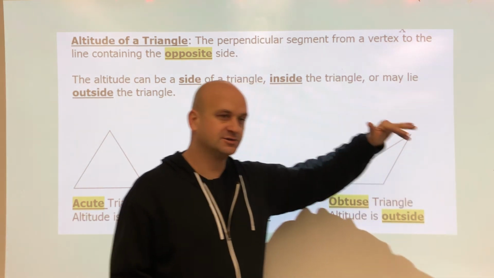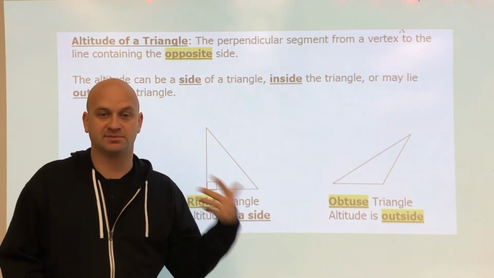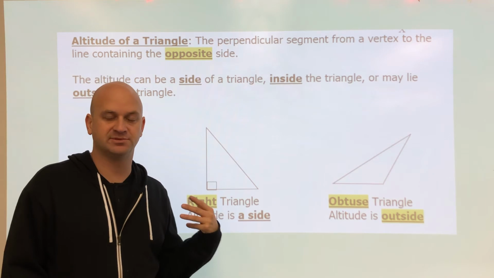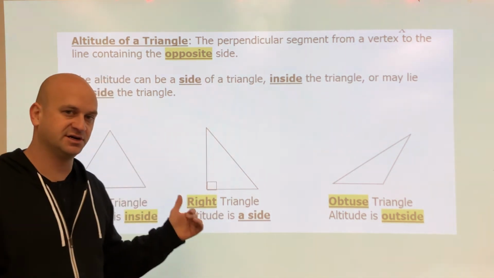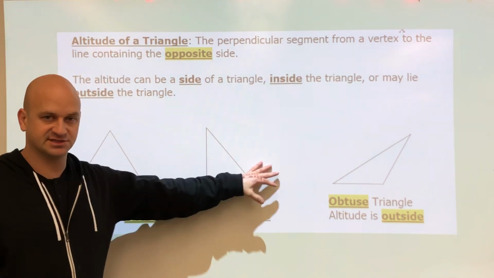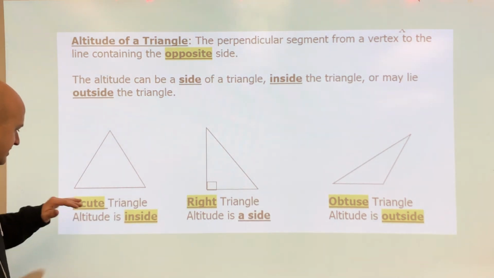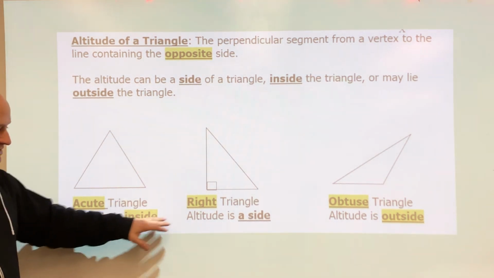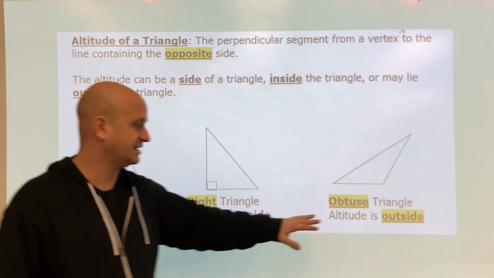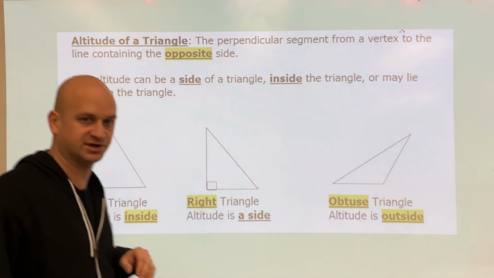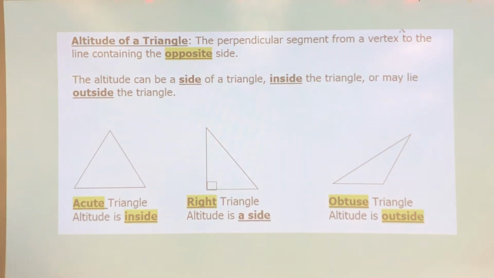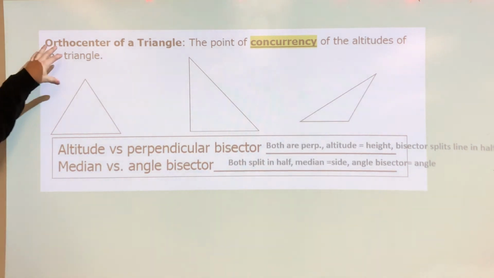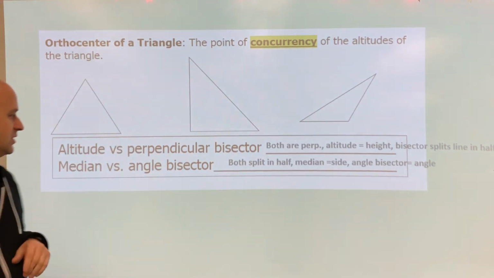So again, the altitude is the height. We think of altitude of a mountain or a city in maybe geography class. So the altitude is the height of a particular shape. And in this case, the shape is the triangle. Okay, so the altitude is going to be inside, it will be a side, or it will be outside of a given triangle, depending on the orientation of it. All right, so the point of concurrency is called an orthocenter, right?